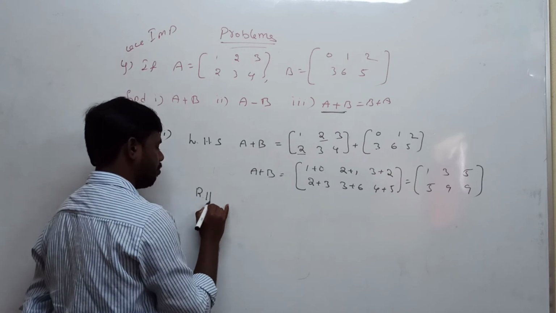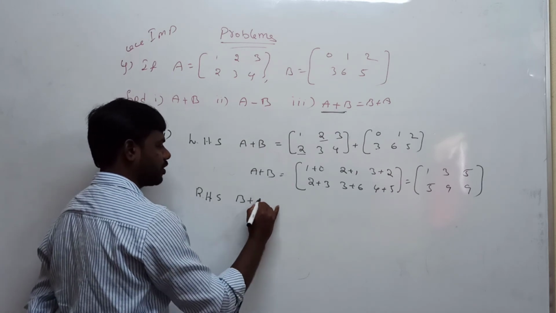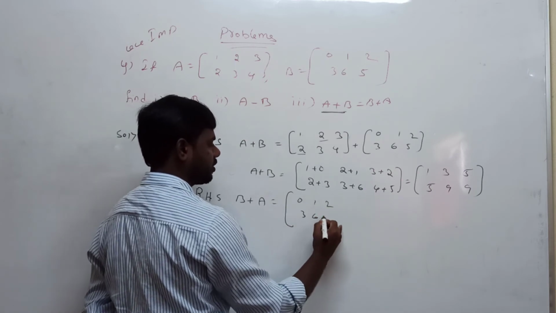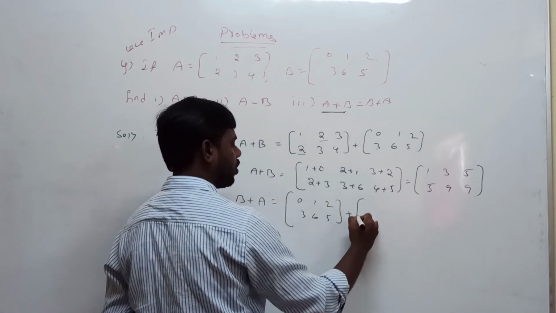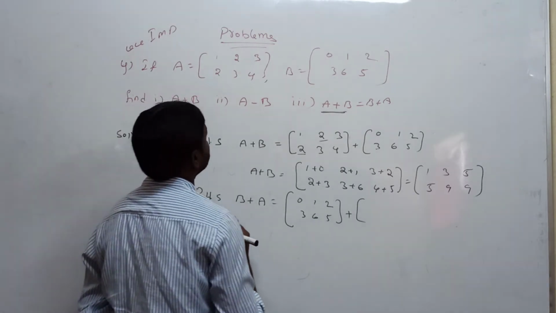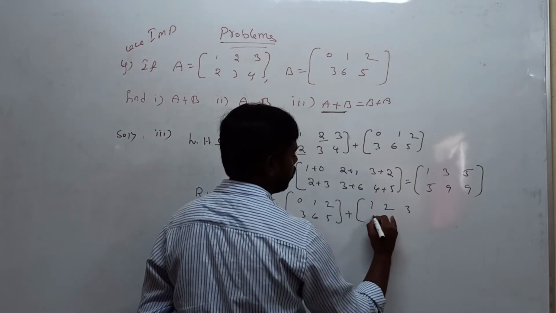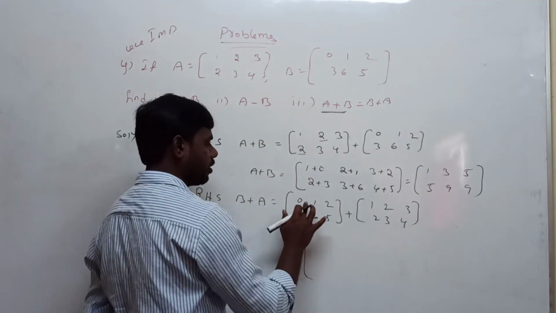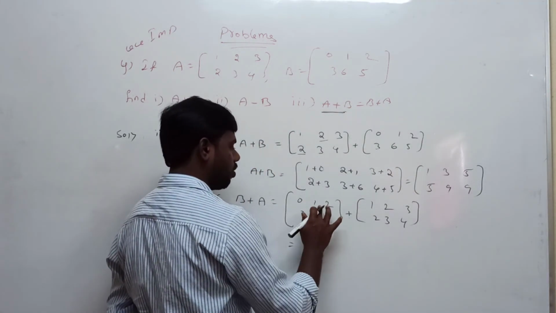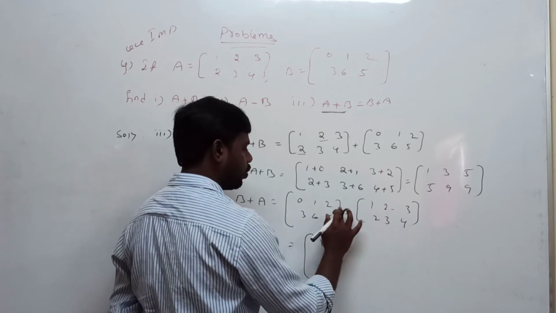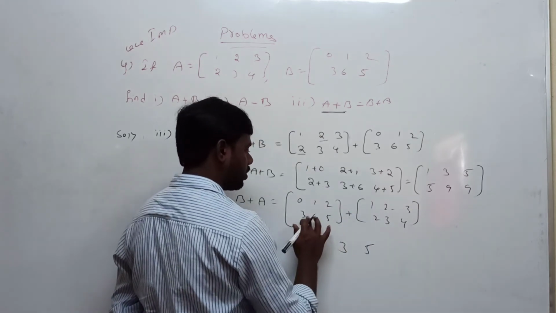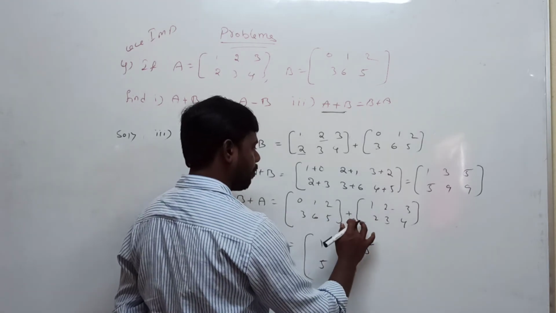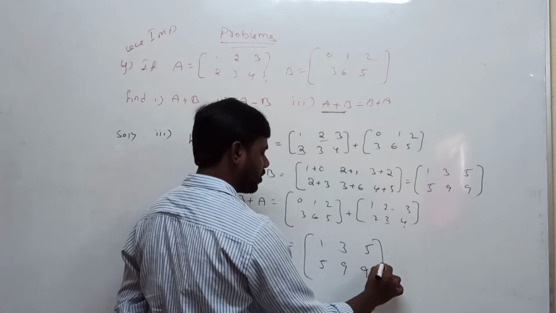RHS, B plus A. So first substitute the B matrix 0, 1, 2, 3, 6, 5. Next we are adding, first the positive symbol. We substitute the A matrix 1, 2, 3, 2, 3, 4. So now we add the corresponding elements. 0 plus 1 value is 1, 1 plus 2 value is 3, 2 plus 3 value is 5, 3 plus 2 is 5, 6 plus 3 is 9, 5 plus 4 is 9, and I am writing the direct step for this one.